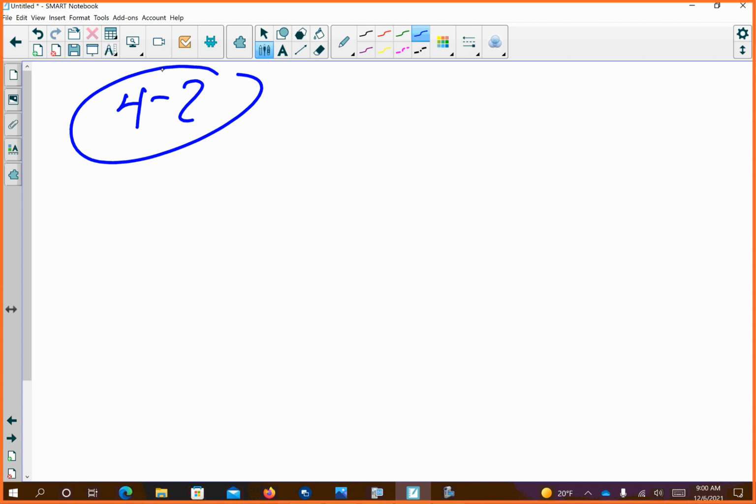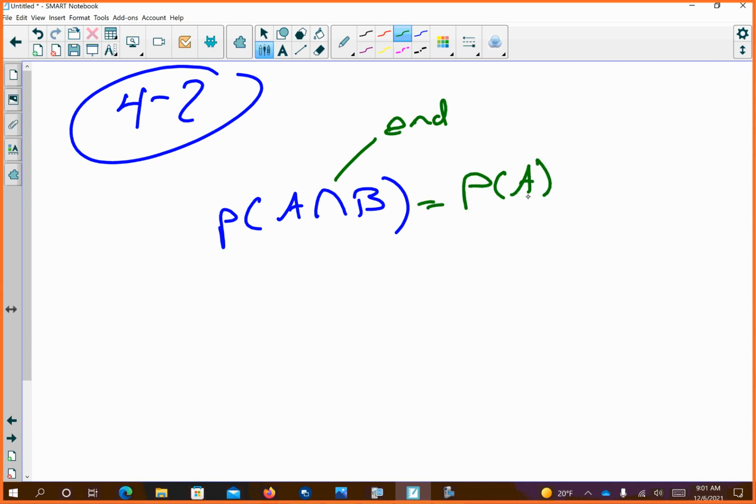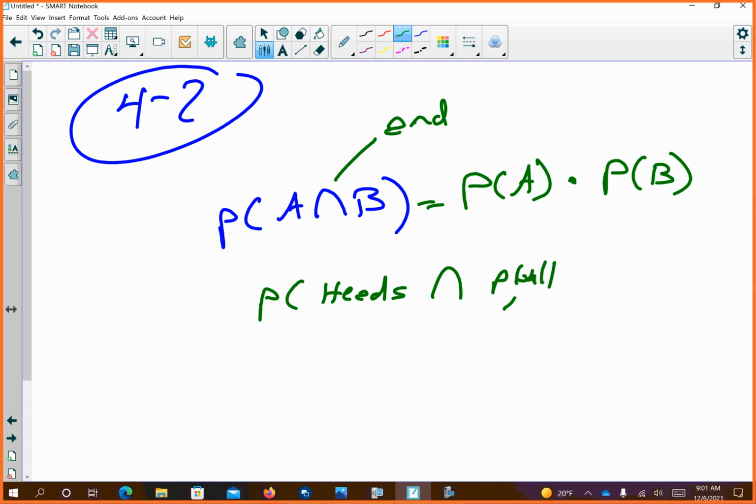Independence is tricky, but if you want to calculate it, basically they use this. For two independent events, this little upside down symbol stands for "and." This is the probability of the first event taking place times the probability of the second event taking place. So what's the probability I get heads and pull an ace out of a deck of cards? The probability of heads has no effect on the probability of pulling an ace.